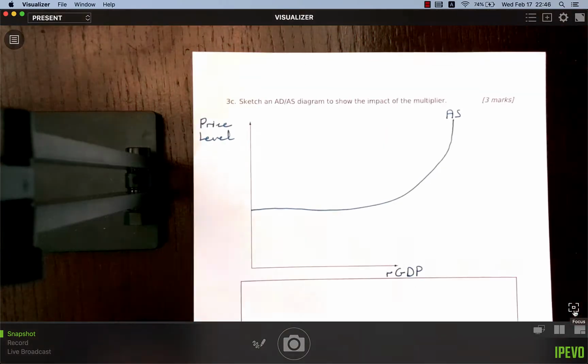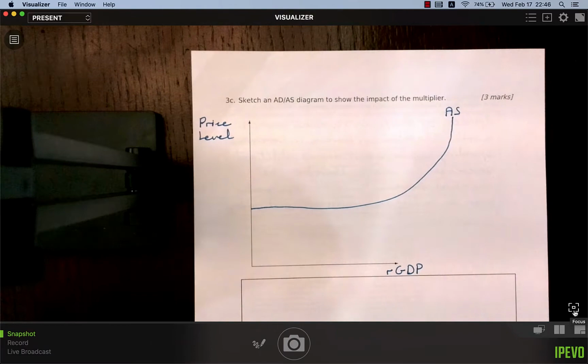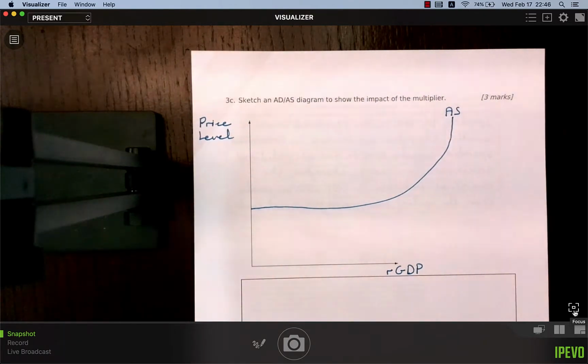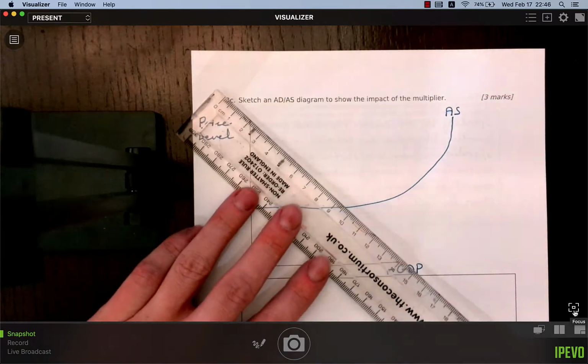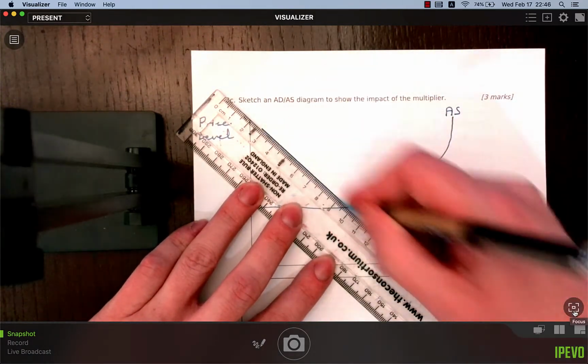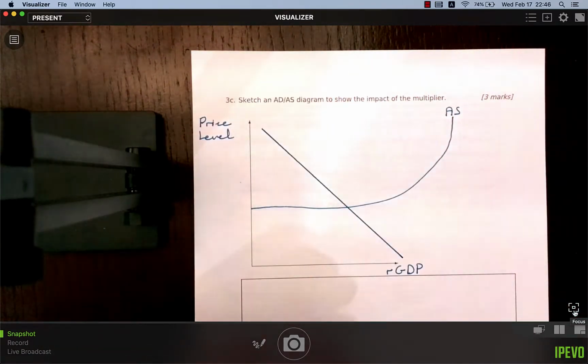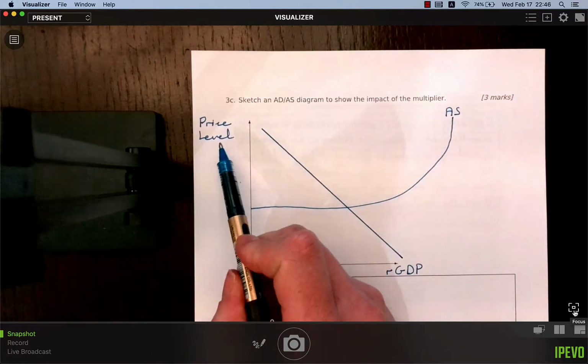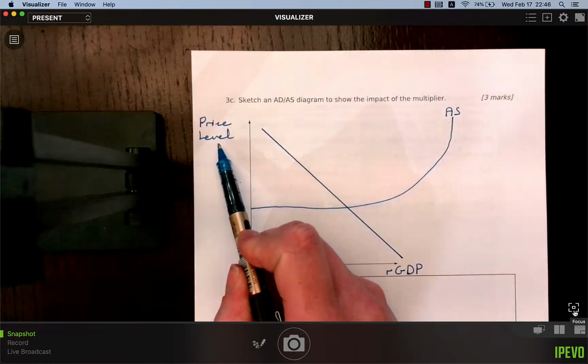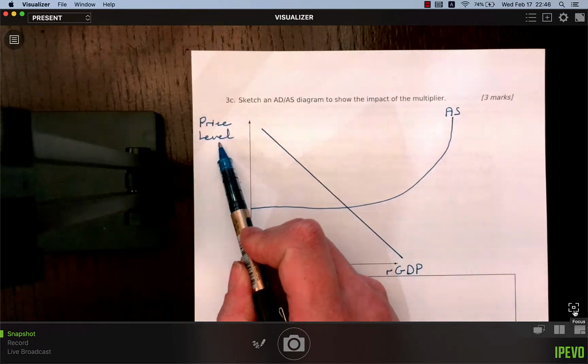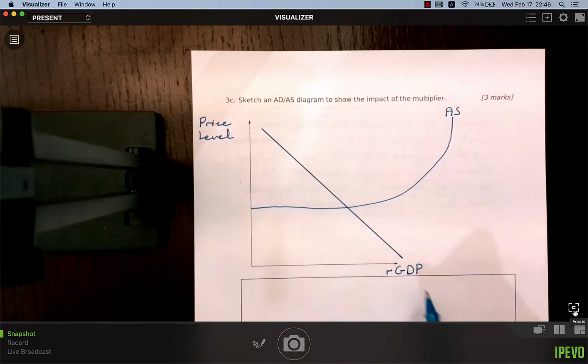Okay, so sketch an ADAS diagram to show the impact of the multiplier. Right, well, looking at the previous answer, AD was somewhere, let's say, along here. This is AD1. Now, the first thing I want you to know is I have labeled the axes, price level. You can write PL, APL, average price level. You get away with a lot, okay? And real GDP, you can write real income, you can write Y, you can write anything, okay, essentially. So again, you get away with a lot, but let's label everything.